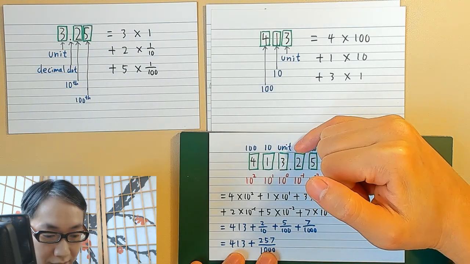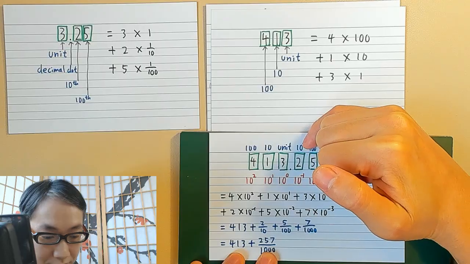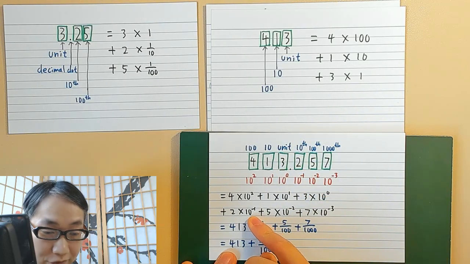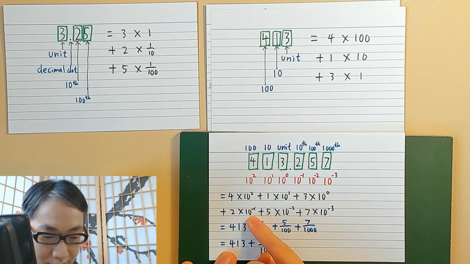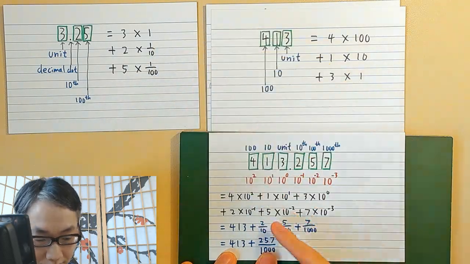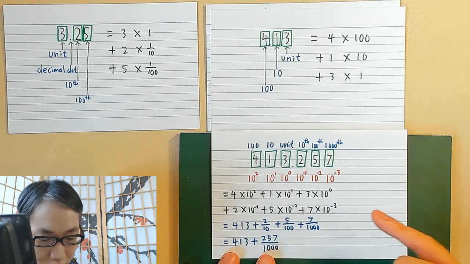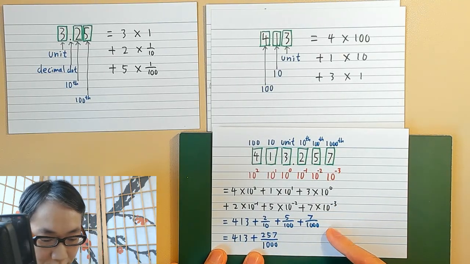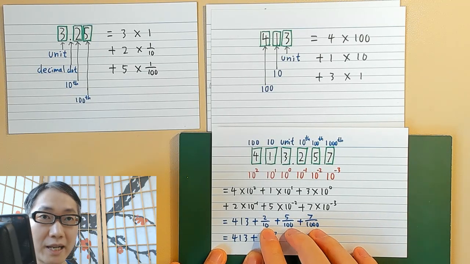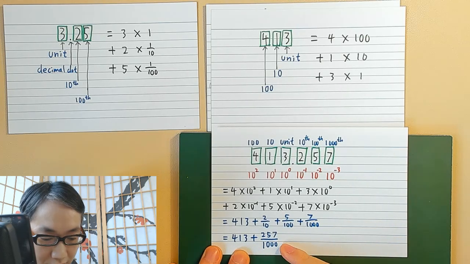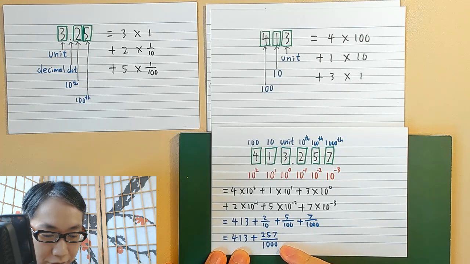Then on the right hand side of the decimal dot, we have the 2 times 10 to the power of -1. This is 1 over 10, like here. And this is 5 times 10 to the power of -2. This is 7 times 10 to the power of -3. So if we use fractions on the right of the decimal dot, we have these 3 fractions added together. And the sum of these 3 fractions is 257 over 1,000.